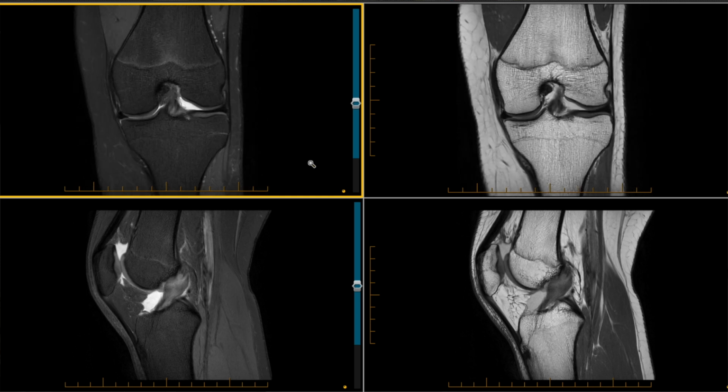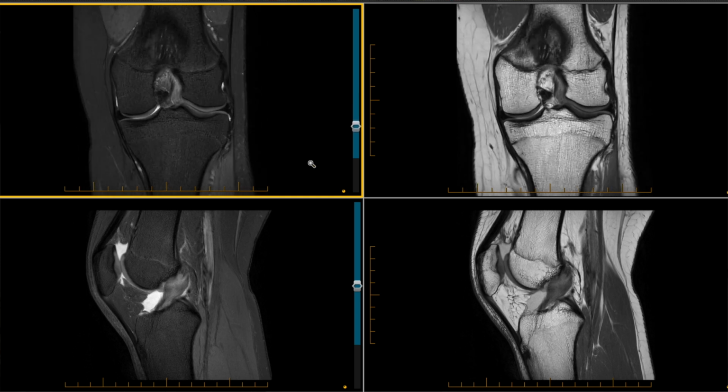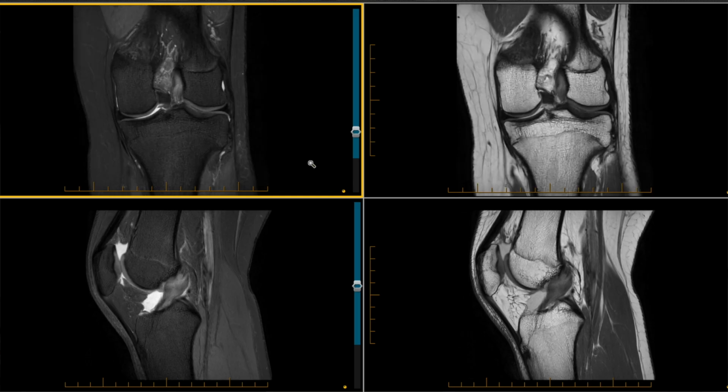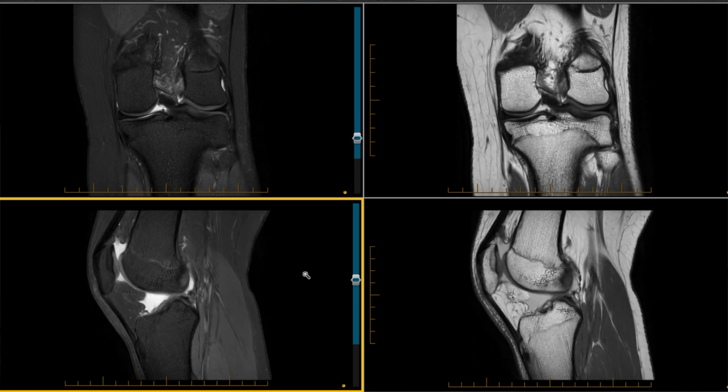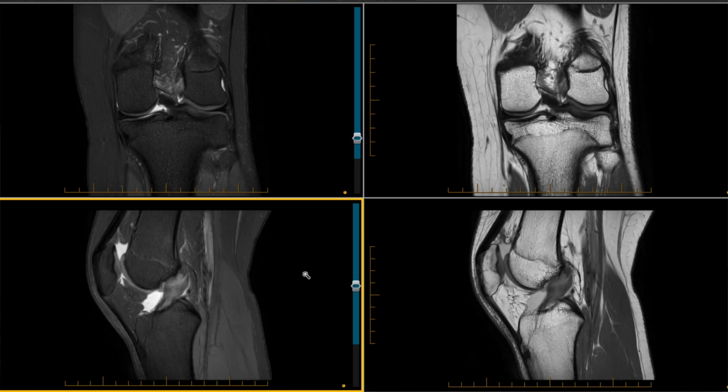As you can see while I'm scrolling on the coronal images, there is high signal within the upper to mid segment of the ACL, and on the sagittal images there is quite significant swelling of the ACL with high signal noted within the ACL itself.